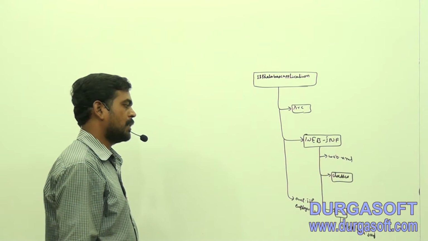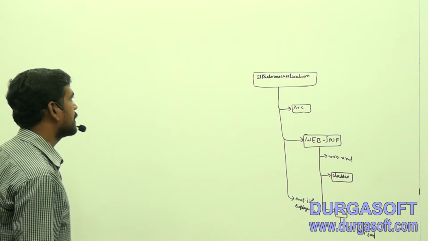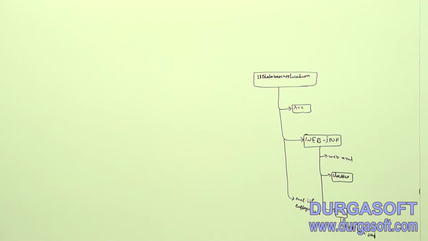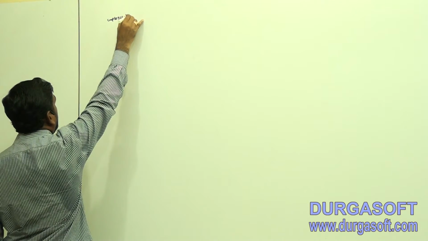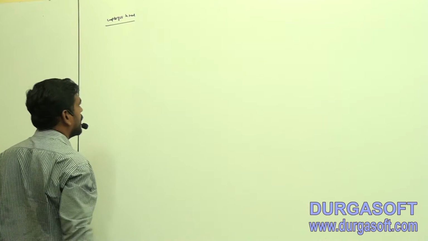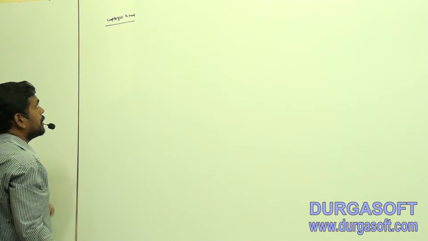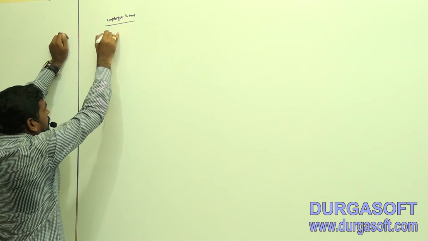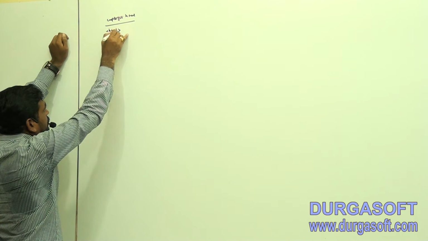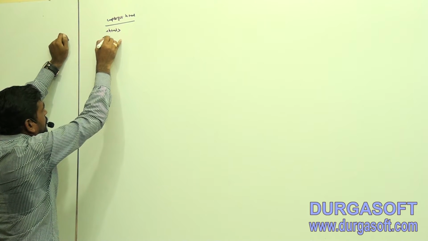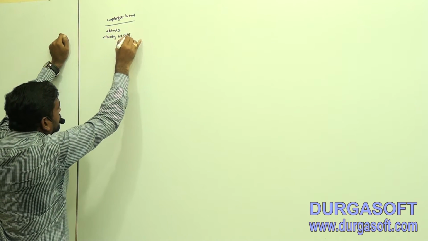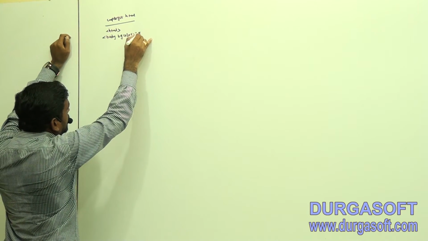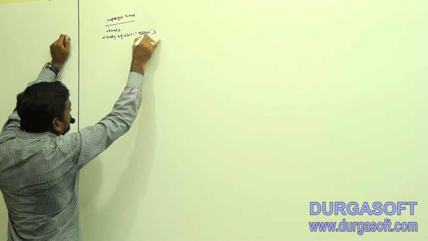Now we can develop the emp.jsp, right? This is my emp.html, otherwise employee.html, right? So how to develop employee.html? First of all, we have to take the HTML. Under that, body, bgcolor is equal to yellow. The next, center.